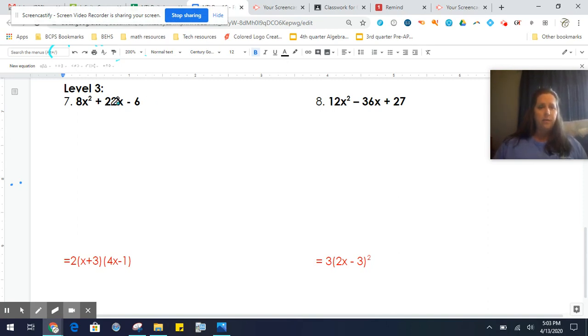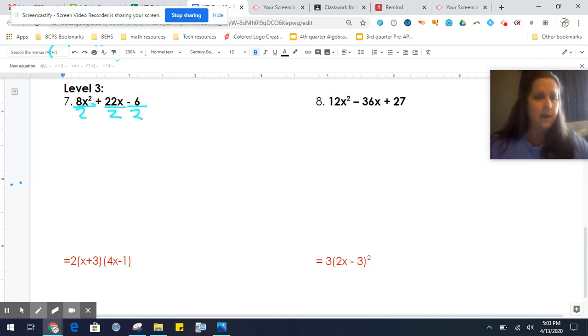6 will not go into 22 and 8. The next highest thing that goes into 6 is a 3. 3 will go into 6, but not into 22 and 8. So the next highest thing that goes into 6 is 2. 2 will go into 22 and 2 will go into 8. So I'm going to do a GCF. I'm going to factor a 2 from each one of these.